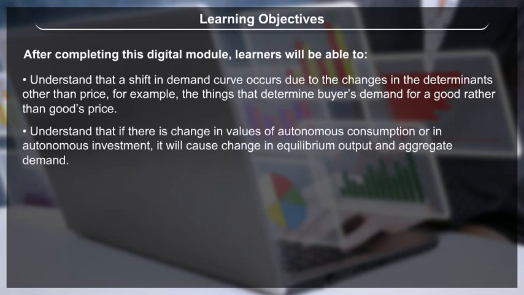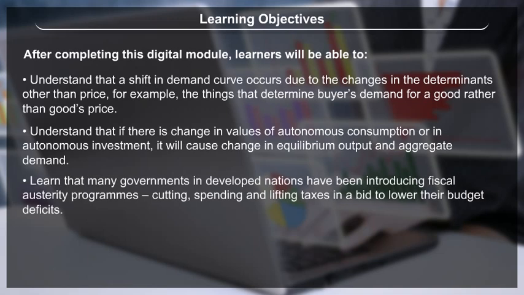Understand that if there is change in values of autonomous consumption or in autonomous investment, it will cause change in equilibrium output and aggregate demand. Learn that many governments in developed nations have been introducing fiscal austerity programs, cutting spending and lifting taxes in a bid to lower their budget deficits.